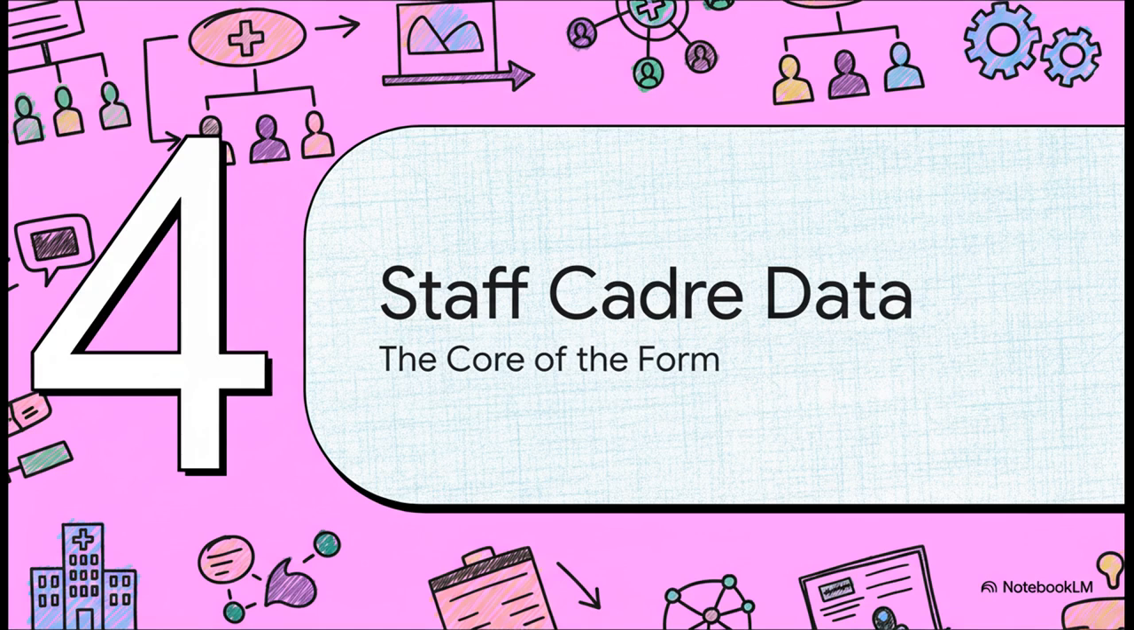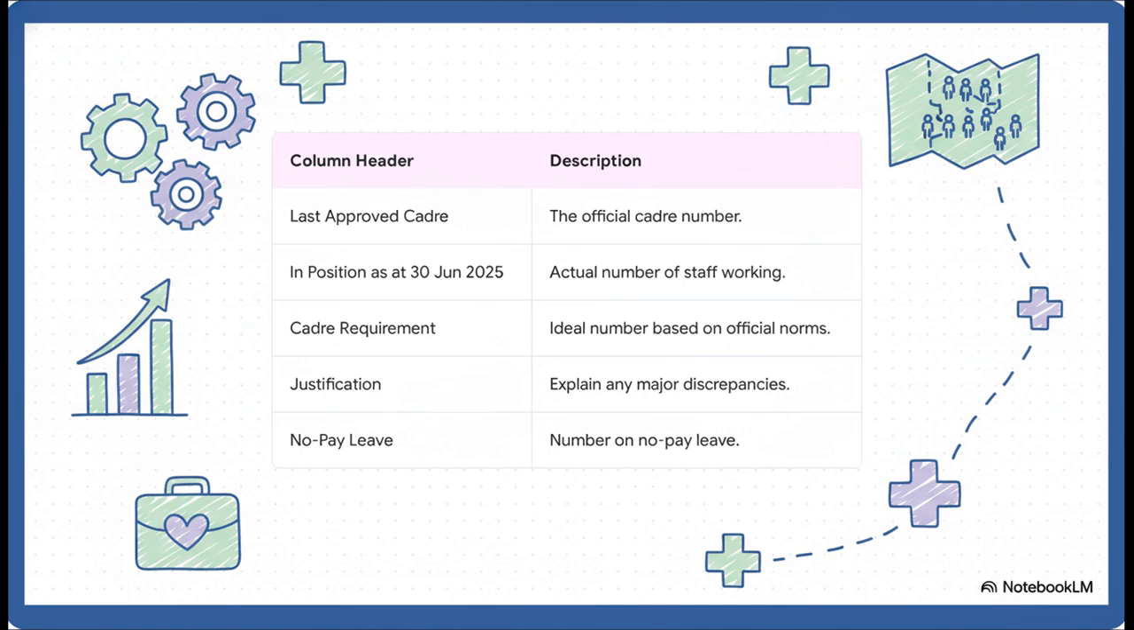Okay, warm-up's over. Now we get to the real meat of the form, the staff cadre data. This is where you'll break down your entire workforce, position by position. You're going to get very familiar with these 5 columns, so let's walk through them. First, last approved cadre, that's just your official approved number of positions. Then you've got in position. That's how many people are actually in those jobs on that key date, June 30th. Next is cadre requirement. This is the ideal number, what you should have based on the norms.